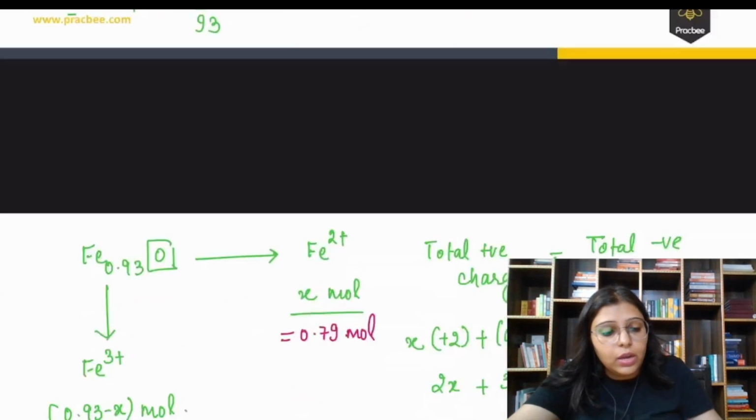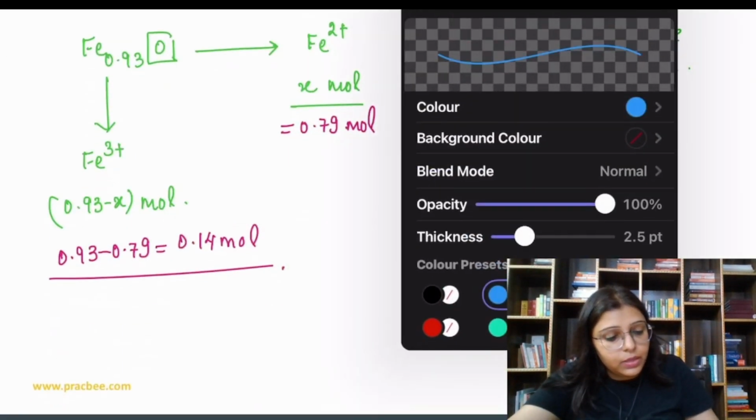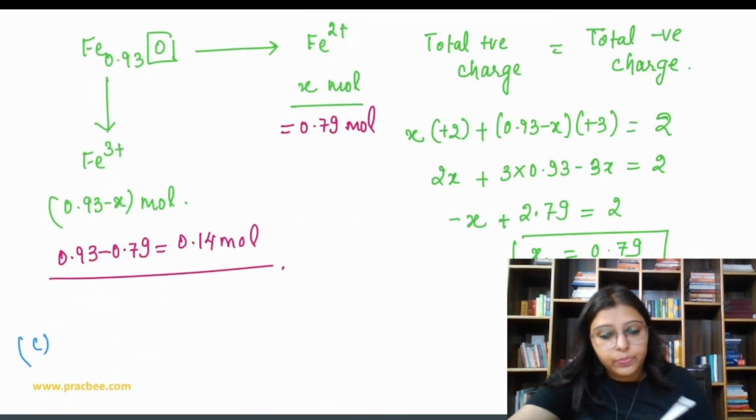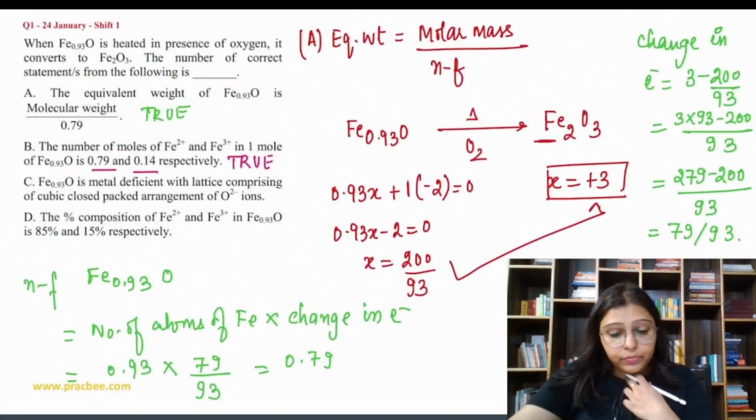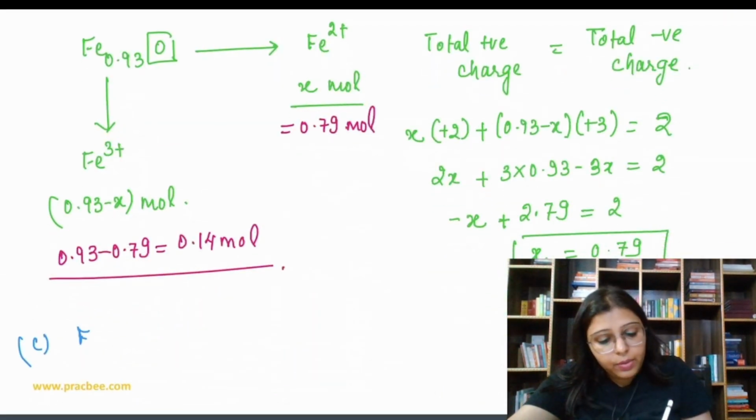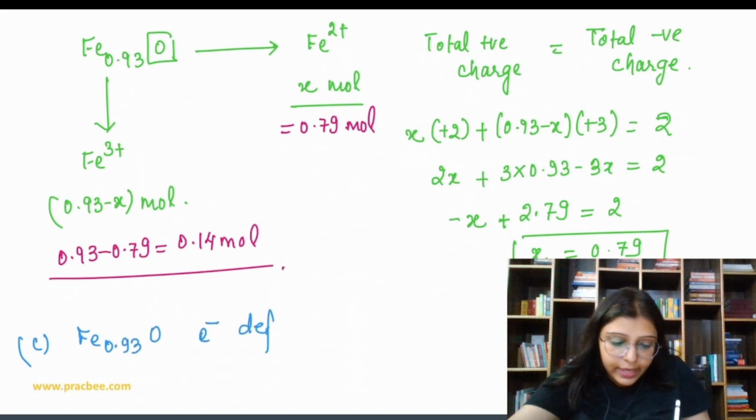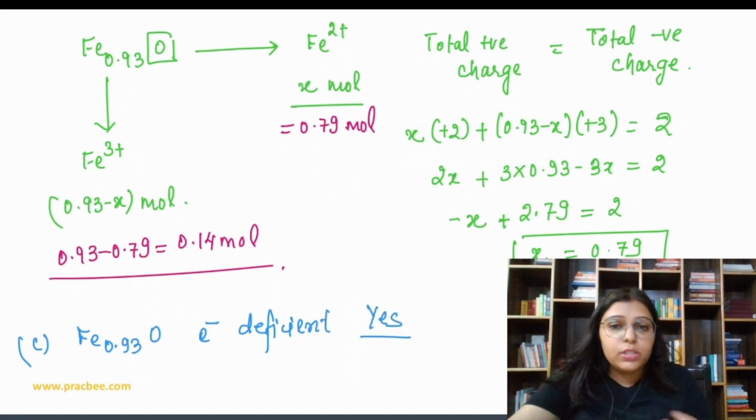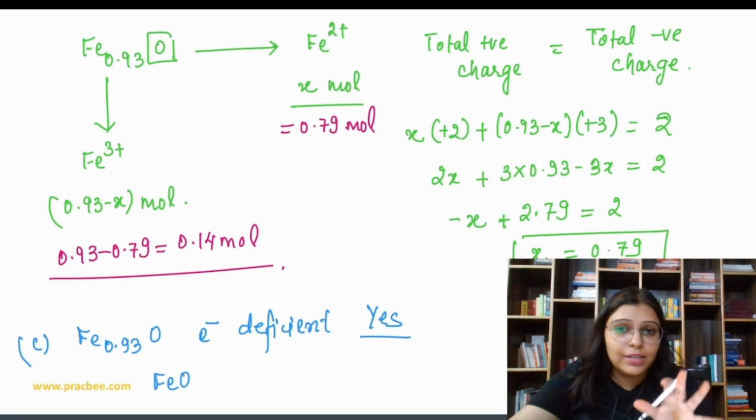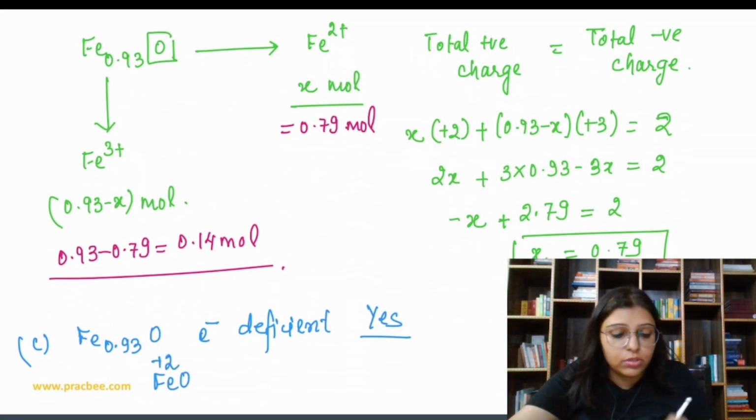ठीक है? Now let's see statement number C. Statement number C says Fe0.93O is metal deficient with lattice comprising of cubic closed packed arrangement of O2- ions. Fe0.93O is metal deficient? Yes, it is metal deficient. Why? Why is it deficient? Because suppose we have FeO, meaning iron oxide exists as FeO. It means iron is in +2 oxidation state.